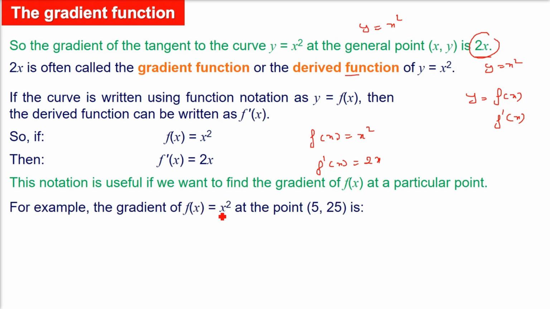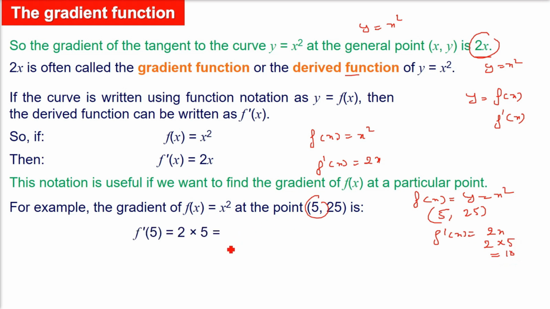So I'll just give you an example. You have a function y equals x square, or f(x) equals x square. Now you need to find the gradient at the point (5, 25). That is a point on the curve. How to find it? f dash x is 2x. Take the value of x, put it here. So 2 into 5 is going to be 10. This is your answer. This is your differentiation.